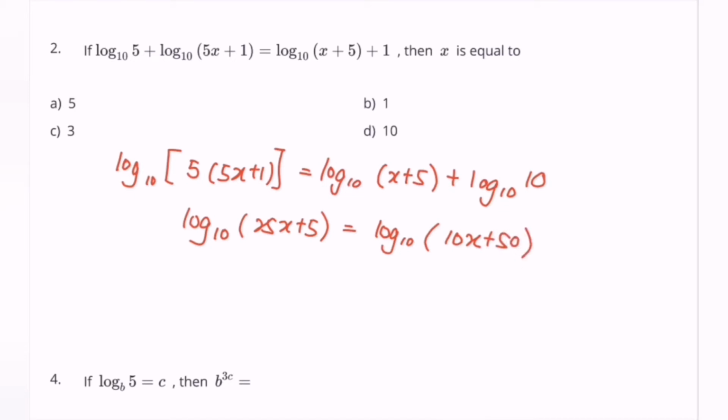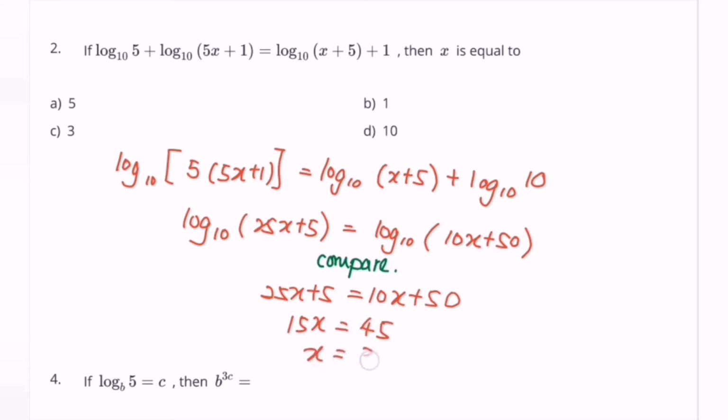Next, we have the same base, so we can compare the situation. We will have 25x plus 5 equals 10x plus 50. Rearrange the situation, and we will have 15x equals 45. So x will be equal to 3. Referring to the question and also the answer, the answer will be C for question number 2.